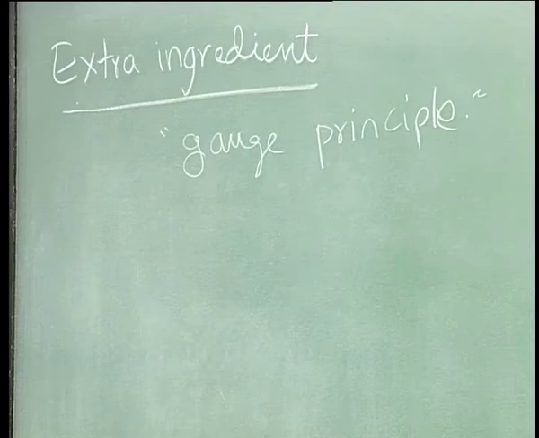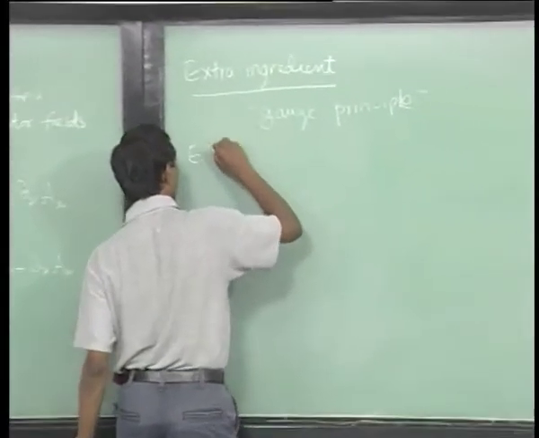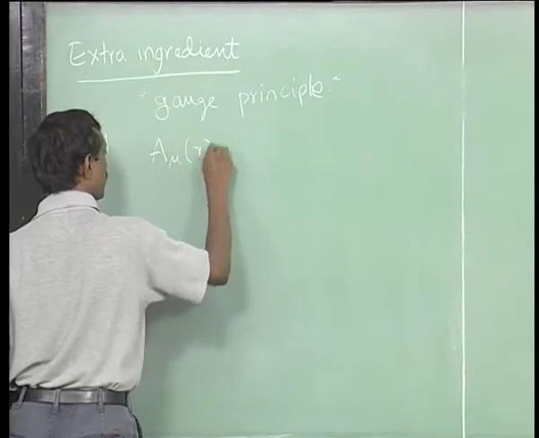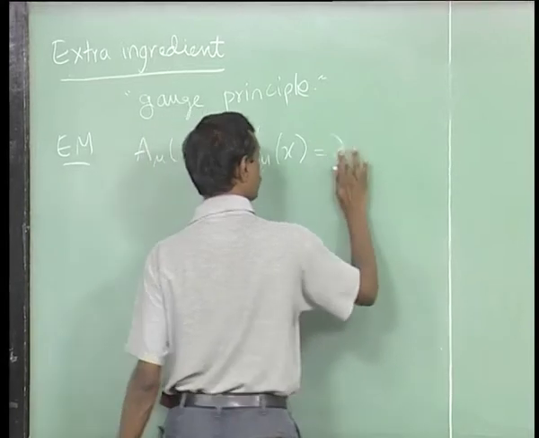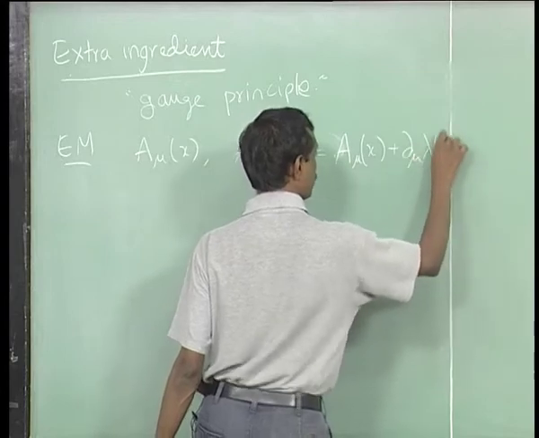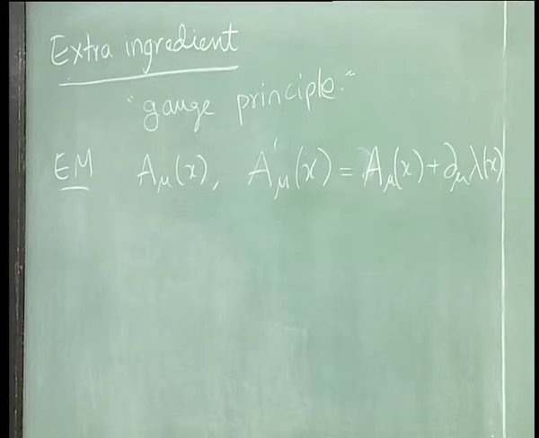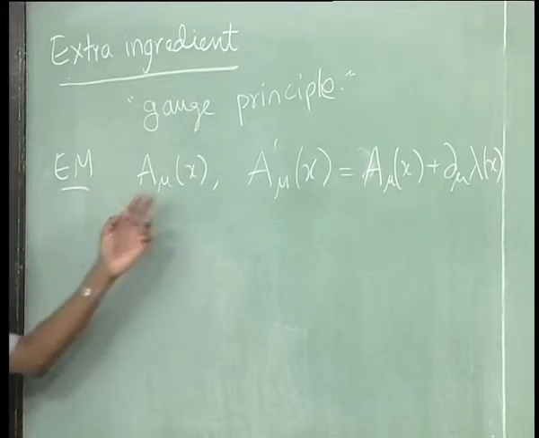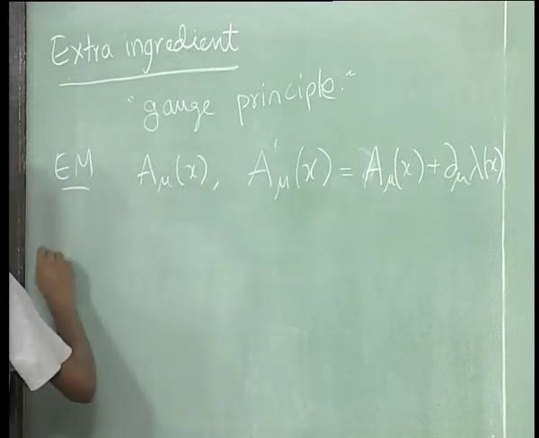In electromagnetism, the fundamental objects were electric and magnetic fields, and it was not A mu. So, we saw that in electromagnetism, if you give an A mu of x and another A mu prime of x, which is A mu of x plus some d mu of some scalar, both of them give the same electric and magnetic fields, and we would say that these two are gauge equivalent, they are the same.